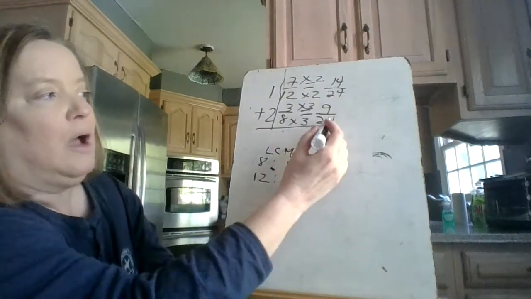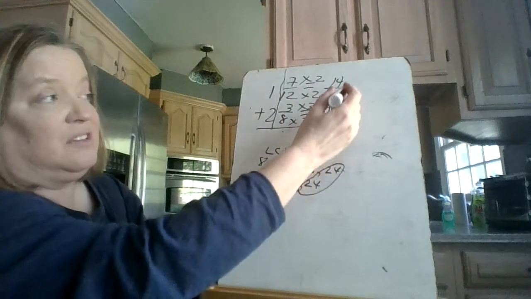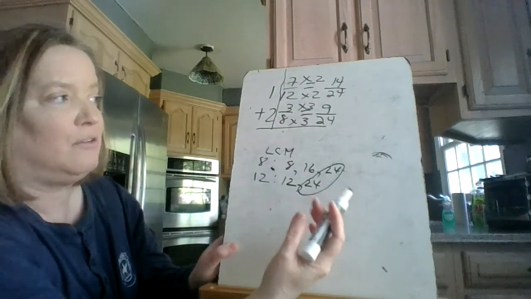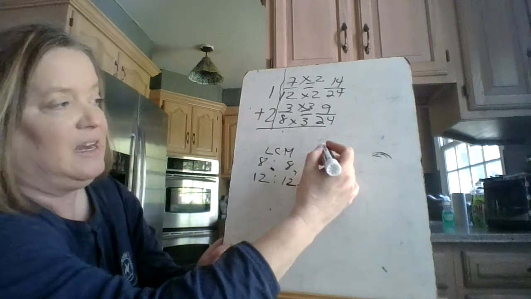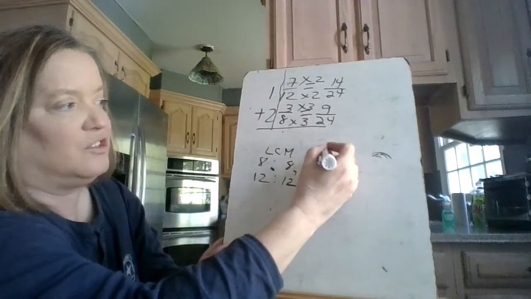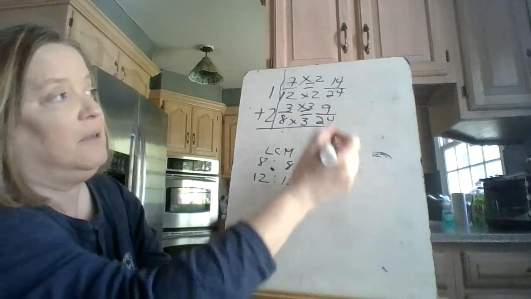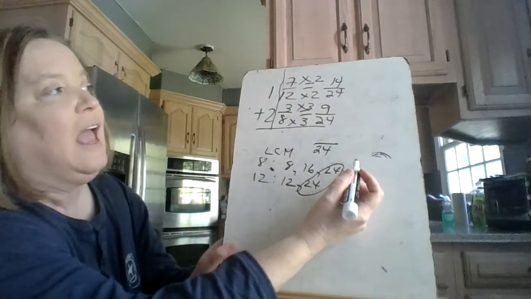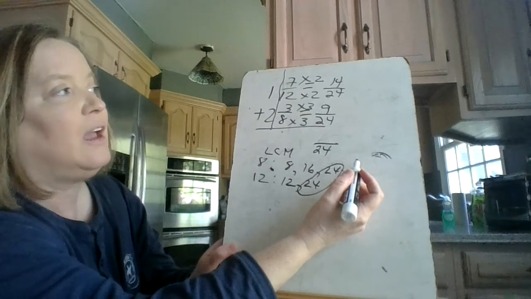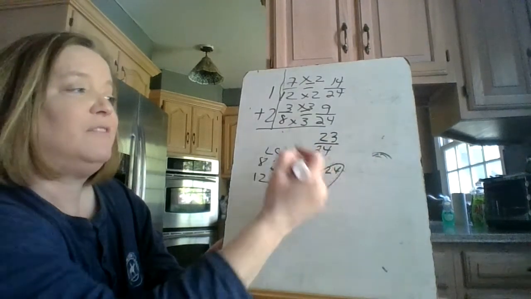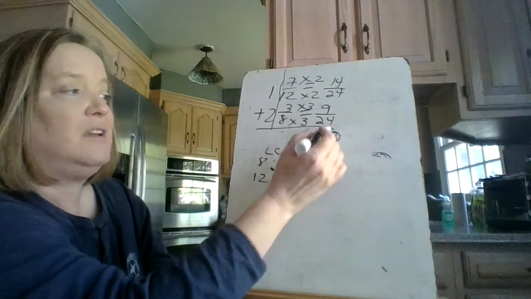Okay, so now I can add them because they're both fractions that have the same common denominator. They're in 24ths. So I'm going to bring down my 24, because remember, when we add fractions with like denominators, we keep the same denominator and just add the numerators. And when I add 14 and 9, I'm getting 23. Now, I don't have to further reduce this because 23 is prime.